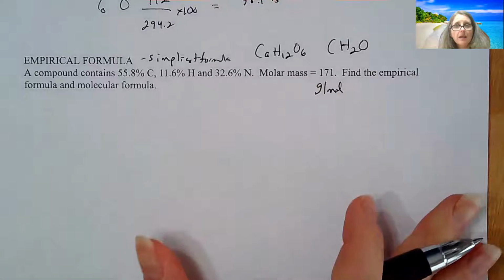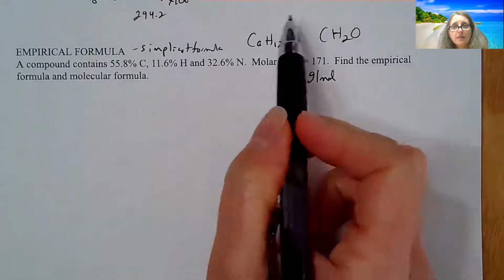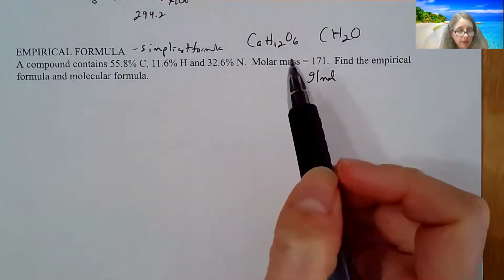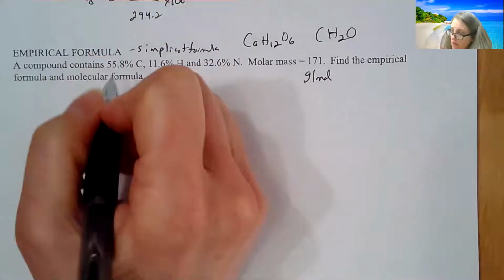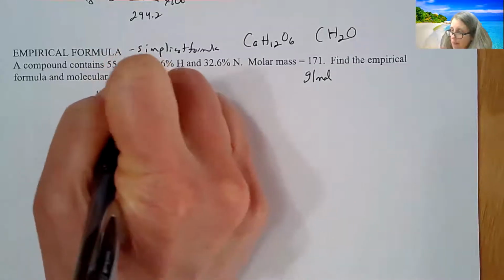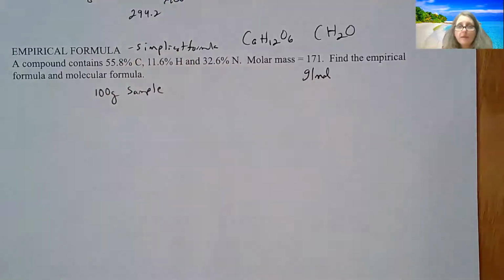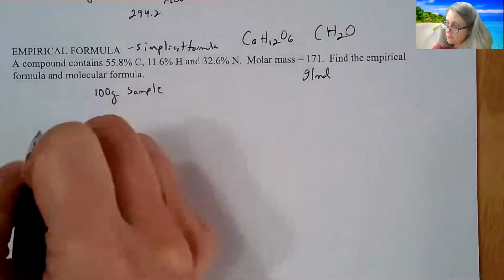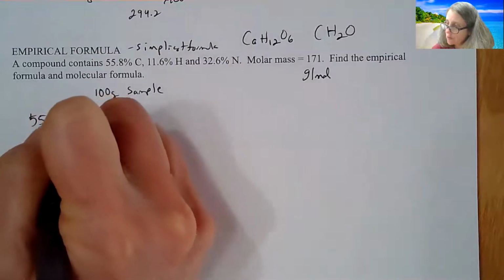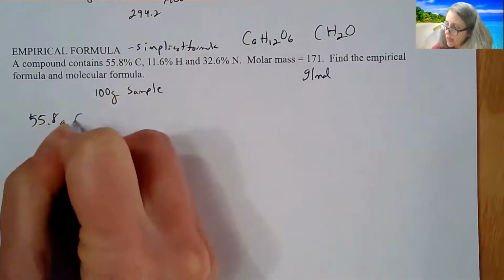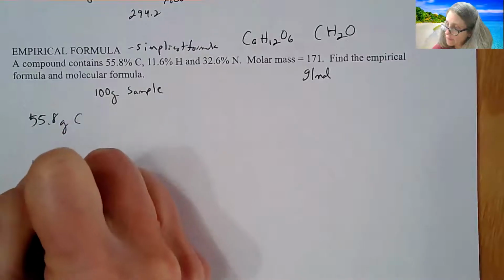The molar mass is of the molecular formula, how it exists in nature, is what a molecular formula is. So we are going to assume we have a 100-gram sample, okay? If we assume that, we could easily do this problem. It's done in 3 steps. The first step is to take each one of the percentages and put it into grams.